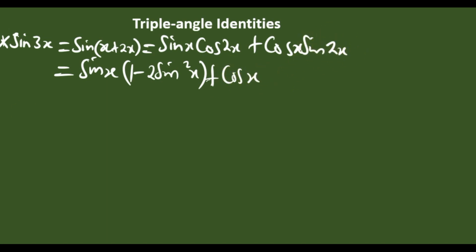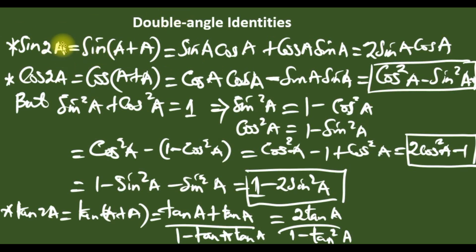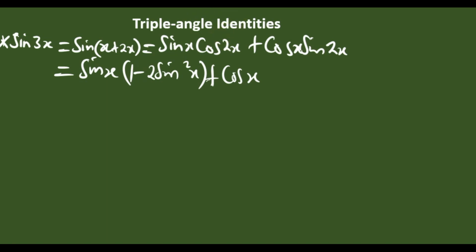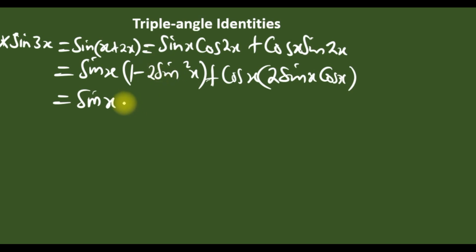our double identity, sine 2x is now 2 sine x cos x. So expand the brackets. Sine x times 1 is sine x. Sine x times 2 sine squared x is minus 2 sine cube x. Plus cos x times 2 sine x cos x, which is now 2 sine x cos squared x.